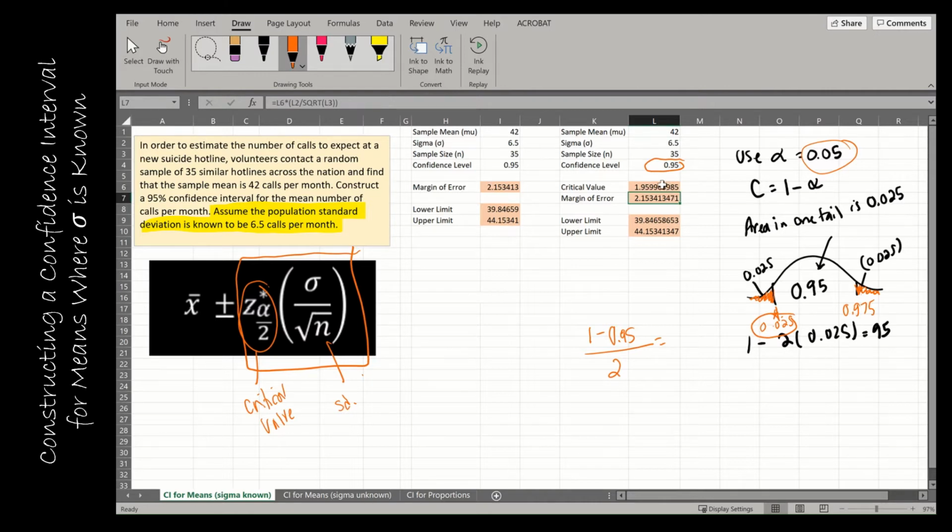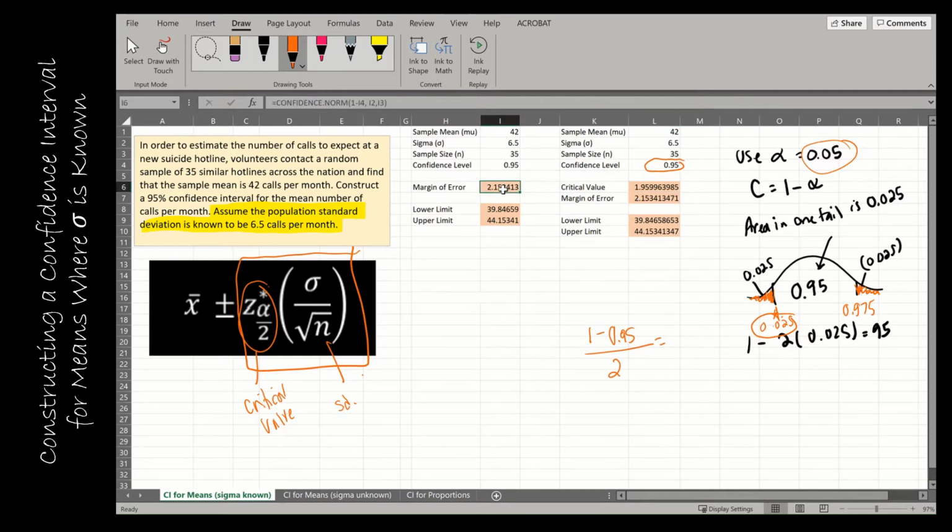And notice it gives me the same solution either way. The margin of error I found just by using this formula. I said, okay, I'm going to take this number that we just found and multiply it by the standard deviation of the population, which is 6.5, divided by the square root of the sample size. So notice that's all I put in this box. I put L6, which is the critical value, and I multiplied it by sigma divided by the square root of the sample size. Now, that's great, but let's talk about where this came from because I did less work.